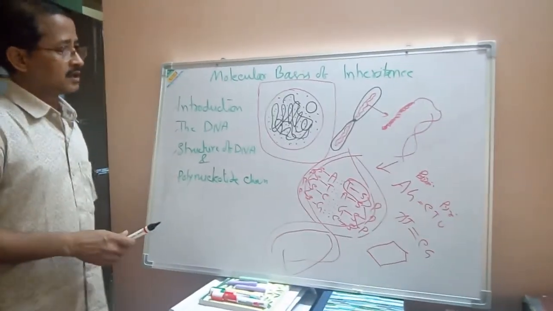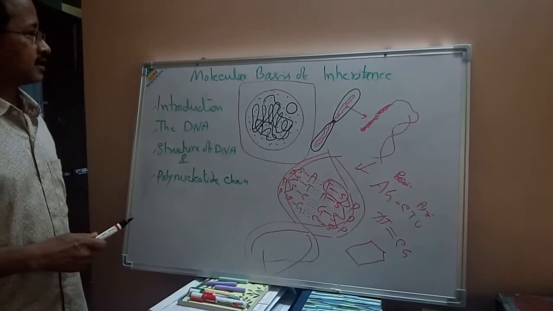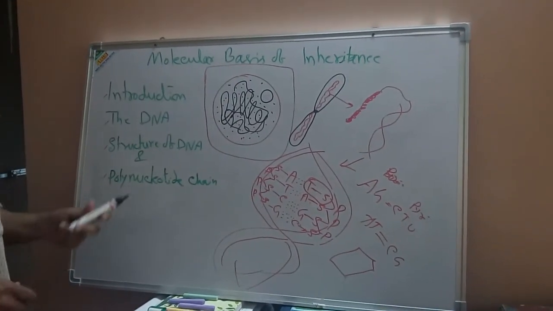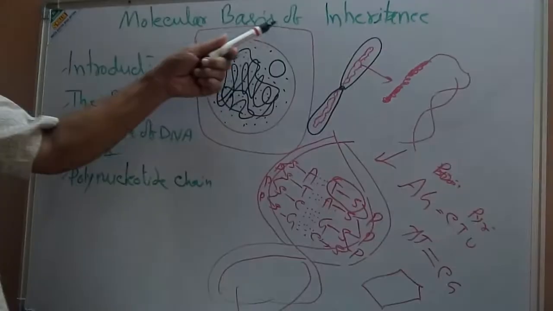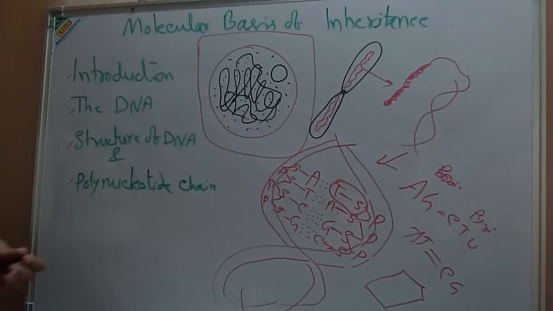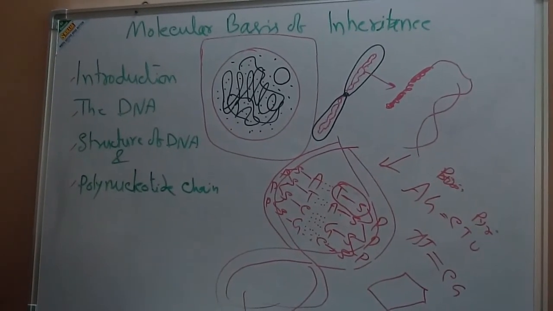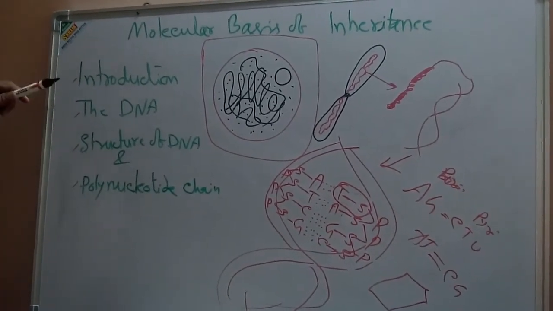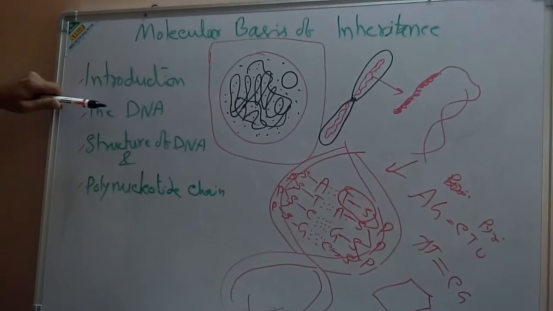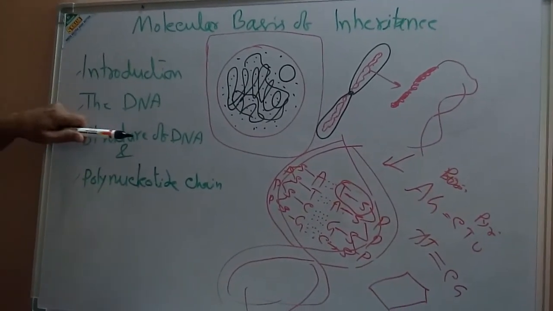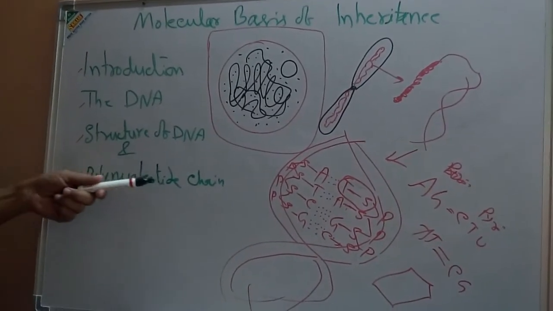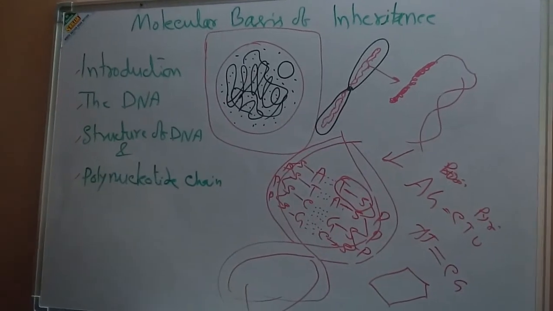Look, we are discussing today your biology class. The chapter is called Molecular Basis of Inheritance. Within this chapter, today we are going to discuss the introduction of this chapter, the DNA, the structure of DNA, and, as your book says, the polynucleotide chain of DNA.